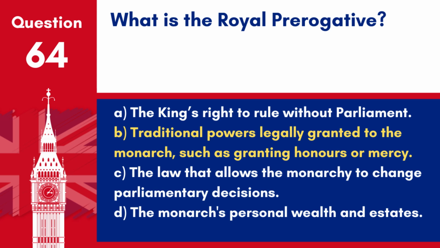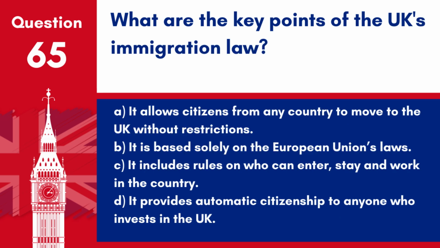The royal prerogative includes a set of historic and traditional duties and powers that the monarch can exercise, which includes appointing the Prime Minister and granting pardons. Question 65. What are the key points of the UK's immigration law?